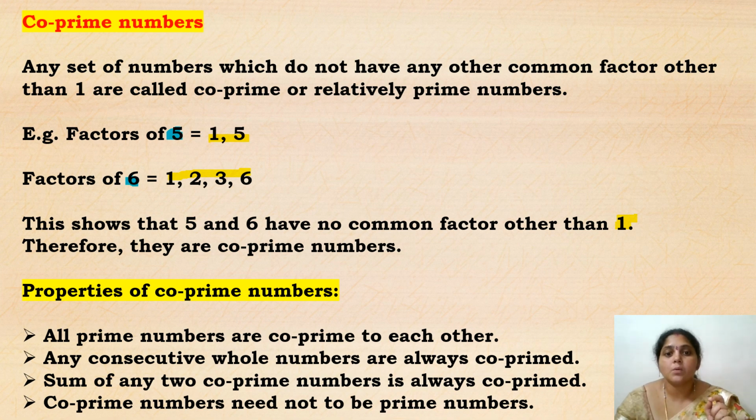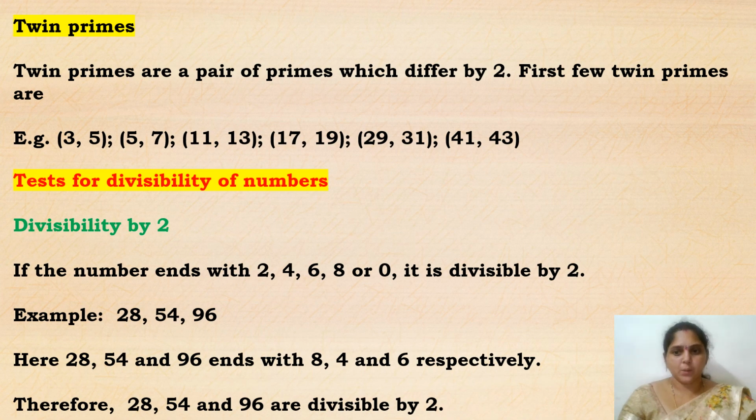Sum of any two coprime numbers is always coprime. When you are adding coprime numbers, it always forms a coprime number. Any consecutive numbers always form coprime numbers. All prime numbers are coprime to each other. Even if you take prime numbers, those numbers also come out as coprime to each other. We will now talk about twin primes.